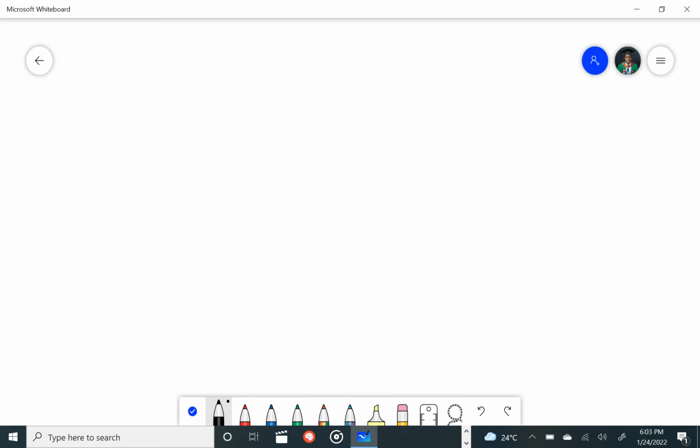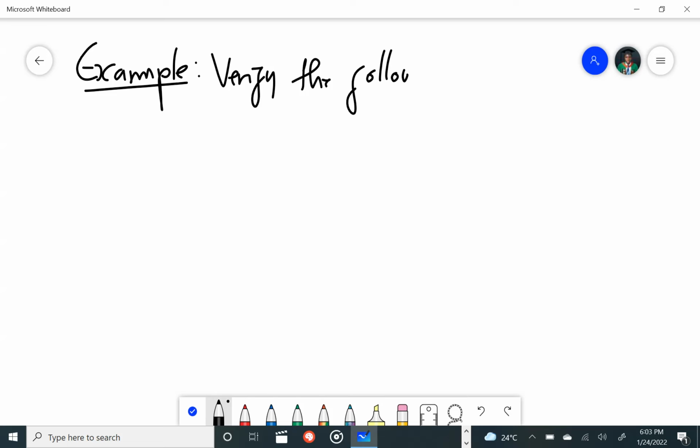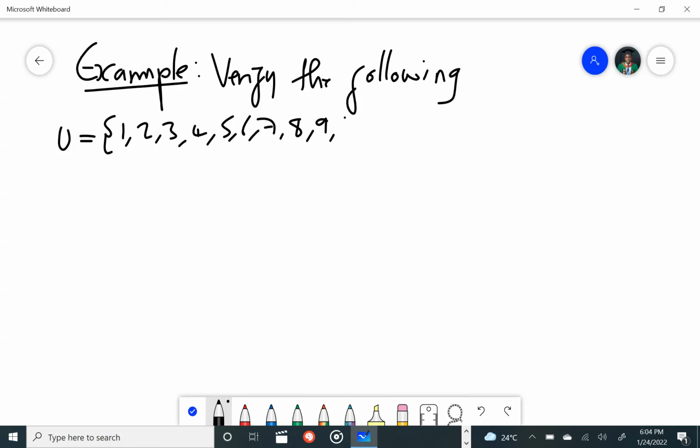So example. How the example will go will be, verify the following. The set that we're going to be given, so we've got the union, 1, 6, 7, 9 till 10.